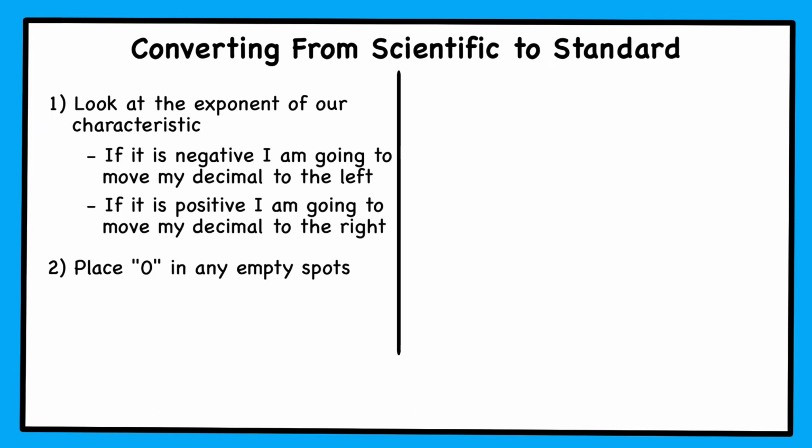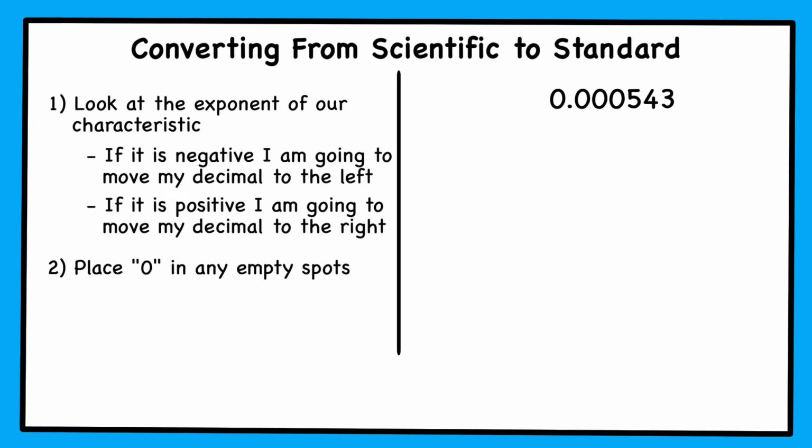So if I am wanting to convert 5.43 times 10 to the negative fourth power to standard notation, I would look at my negative 4 and move my decimal place 4 places to the left, making sure I fill in any open spaces with 0. This gives me the number 0.000543 as my standard notation.